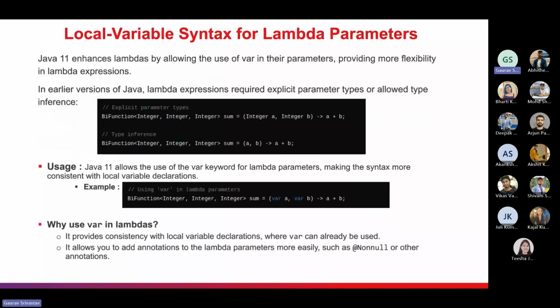Next we have the local variable syntax for lambda parameters. In Java, this enhances lambda by allowing the use of var. The var keyword in Java allows for type inference, making code more concise and improving readability while still maintaining strong typing. If you declare any variable as var, you don't have to explicitly provide the type, it will be automatically detected by the var keyword itself.